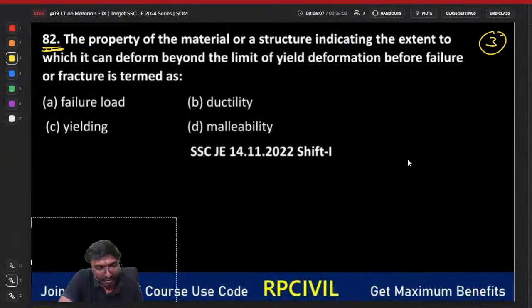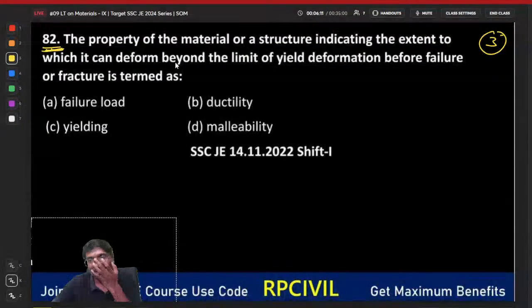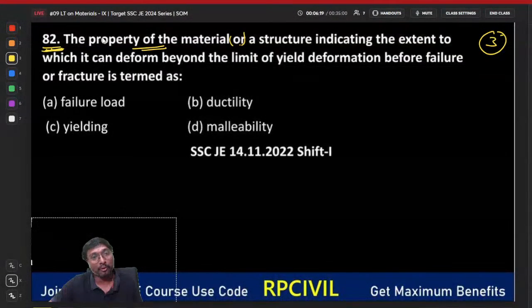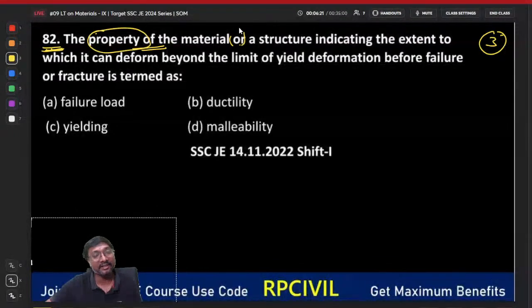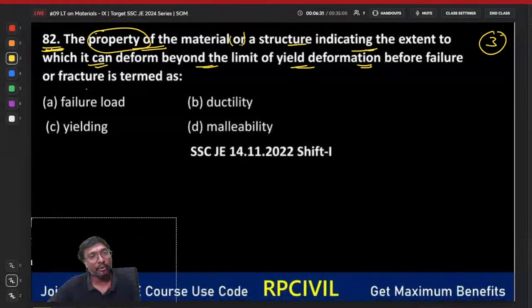So what is that? You can say, if you just observe the property of the material. Fever helps you to focus. Okay, the property of the material. So the property of the material we have to focus on, right? It is not the behavior. Property of a material or structure indicating the extent to which it can deform beyond the limit of yield deformation before the failure is termed as, right?